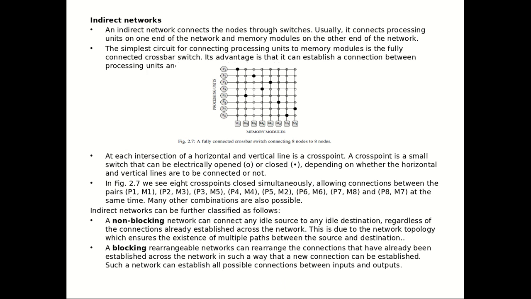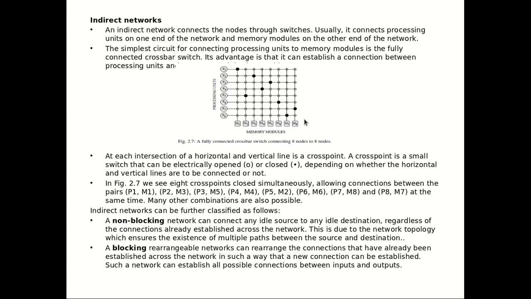Then we come to indirect networks. What are indirect networks? An indirect network connects the nodes through switches. Usually it connects processing units on one end of the network and memory modules on the other end of the network. So these are the processing units and these are the memory modules. Now you can see that each processor is not directly connected to the memory module. It has some switch, or some kind of other connection, or some communication node in between them.